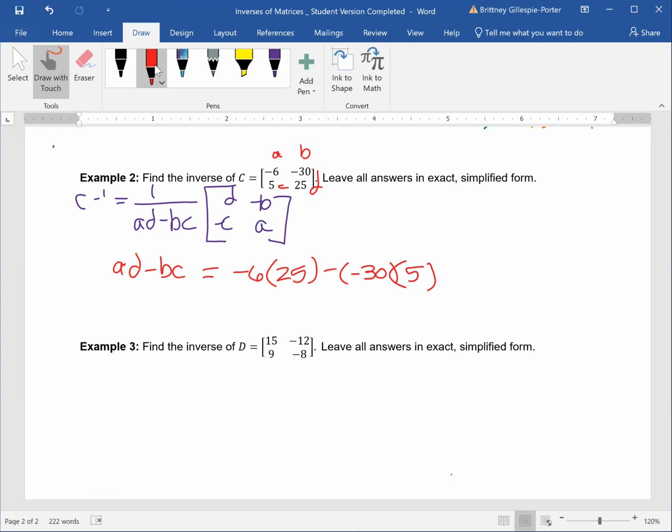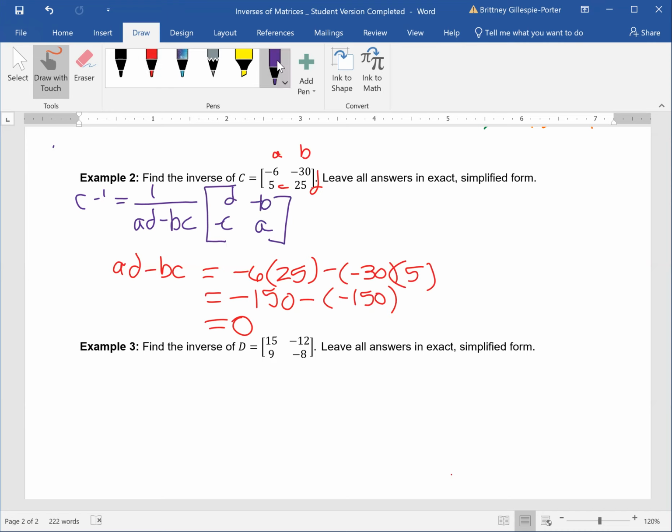Notice that I'm taking this from the original. I have not done anything with the crazy matrix. I haven't changed anybody's signs. If you do this step by step, you would have -150 minus -150. Or you can plug it into your calculator directly: -6 times 25 minus -30 times 5. You should wind up with 0.